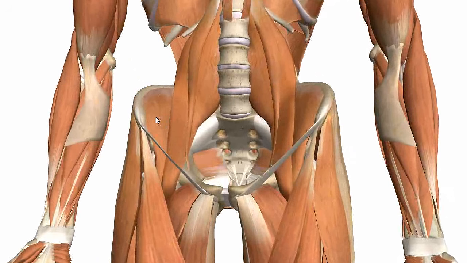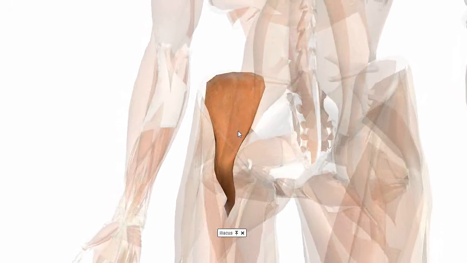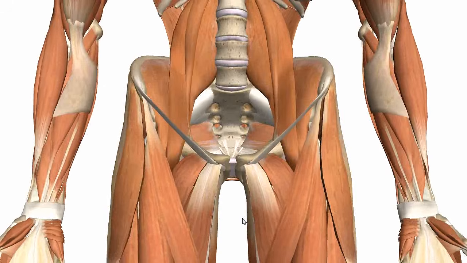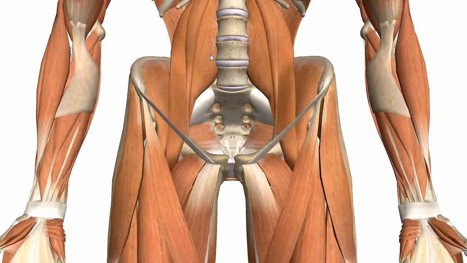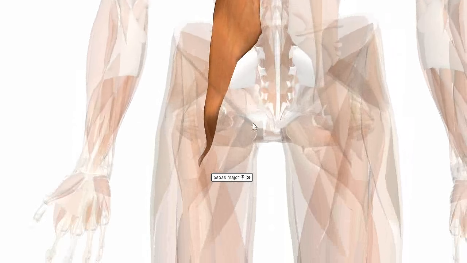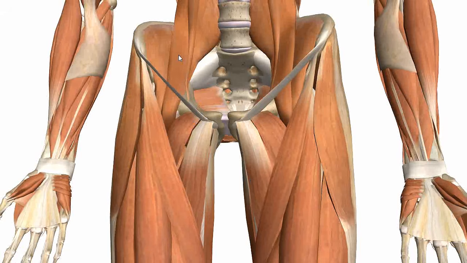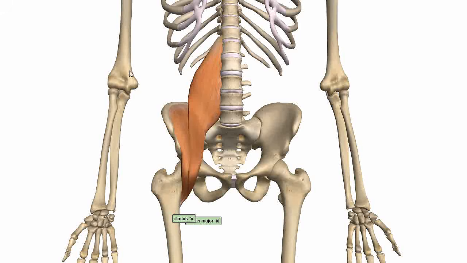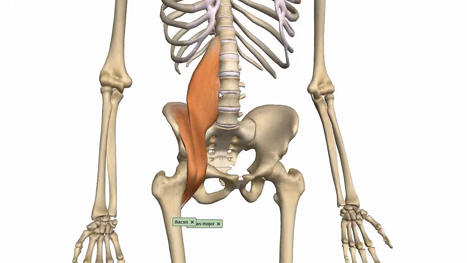The iliacus muscle is this muscle here, and it inserts onto the lesser trochanter of the femur together with the psoas major muscle. This is the psoas major muscle here, and they have this common insertion point on the lesser trochanter of the femur. So the iliopsoas and the iliacus muscle are collectively referred to as the iliopsoas muscles. You can see here I've just highlighted the iliacus and psoas major muscles, so you can see the origin and insertion a bit more clearly.